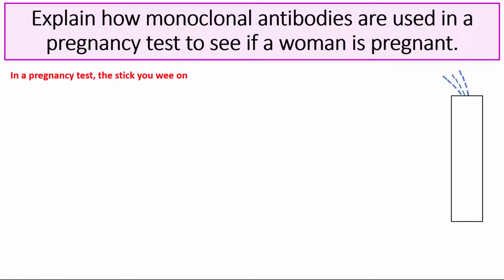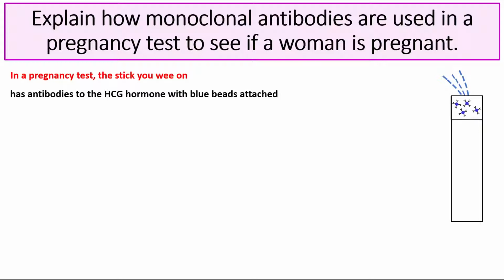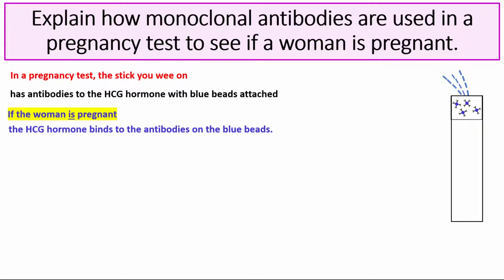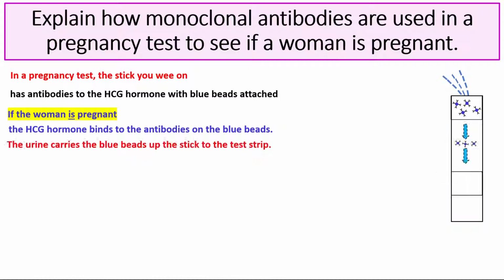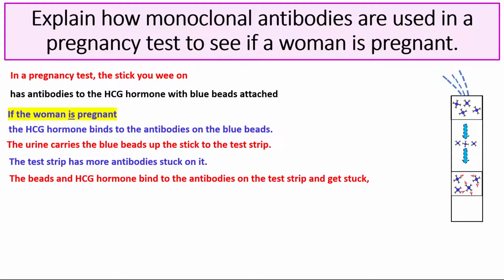In a pregnancy test, the stick you wee on has antibodies to the hCG hormone with blue beads attached. If the woman is pregnant, the hCG hormone binds to the antibodies on the blue beads. The urine carries the blue beads up the stick to the test strip. The test strip has more antibodies stuck on it. The beads and hCG hormone bind to the antibodies on the test strip and get stuck, turning it blue.